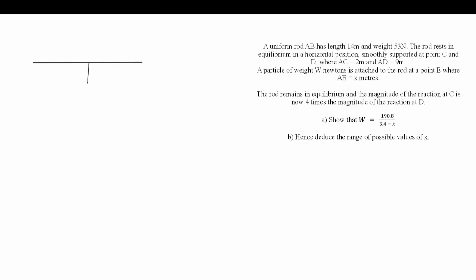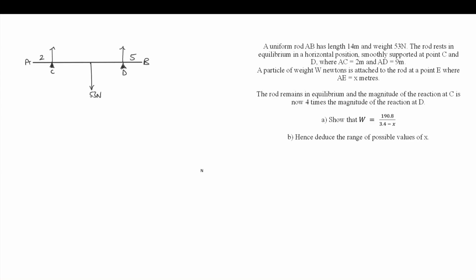So here's our rod. We know that it's uniform, so we can model our weight right at the center, and that's going to be 53 newtons. The rod is called AB, so we label the two ends A and B. The first support is C, which is 2 meters away from A. So I can put the support and label 2. The second support is over here. This is D. It's 9 meters away from A. If it's 9 meters away from A, that means it's 5 meters away from B. So we can simply add in a 5.